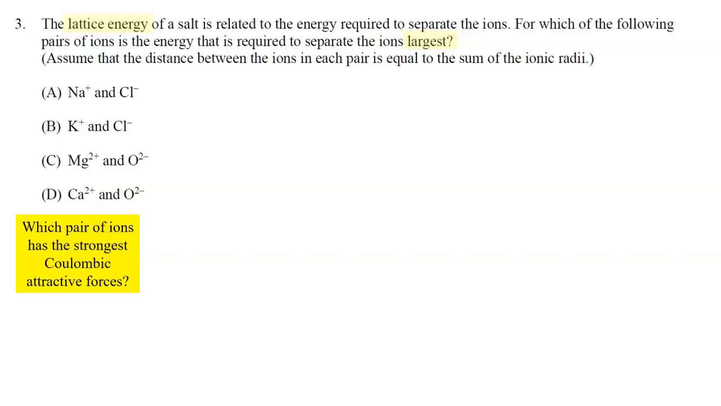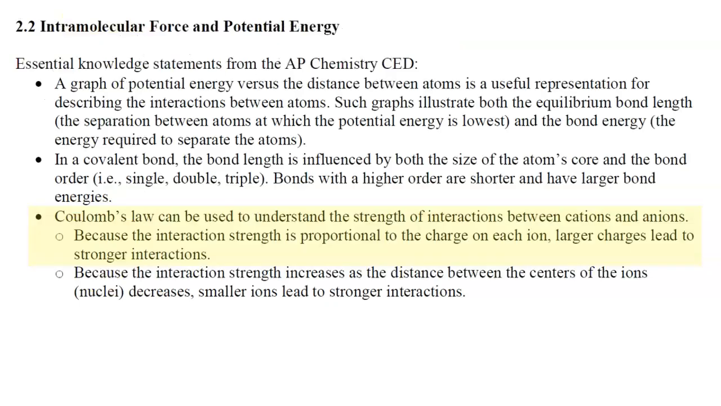Unlike questions 1 and 2, where we considered general trends in electronegativity, here in question 3, we have to consider what are the important features of Coulomb's law. On this slide, you can see I've highlighted a portion of the essential knowledge statement from the AP Chemistry course and exam description related to topic 2.2.